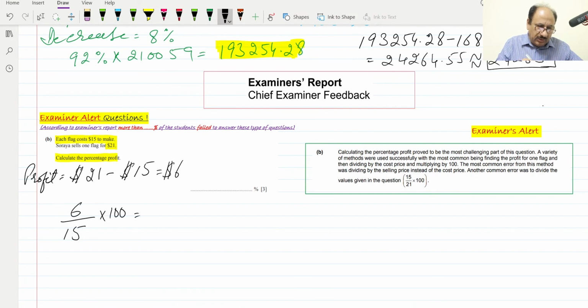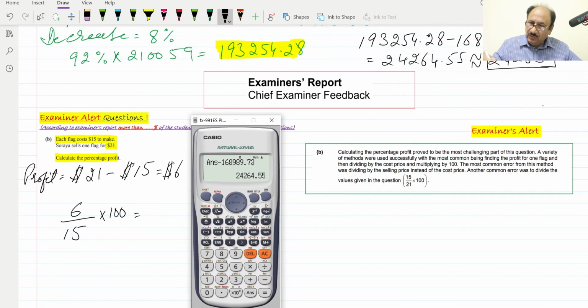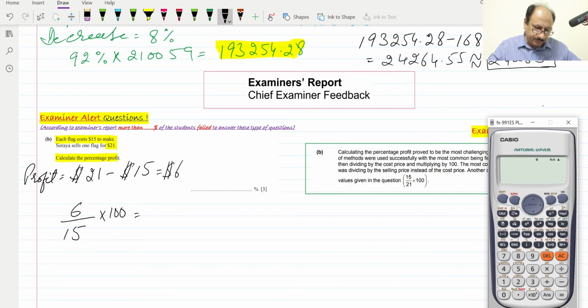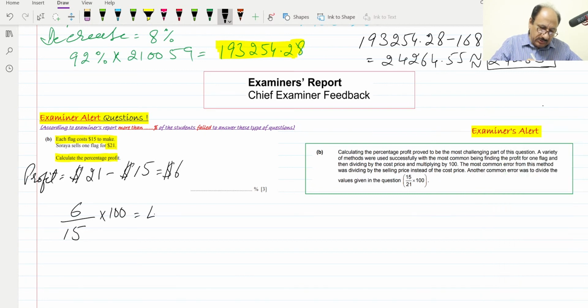$6 is profit against the original amount, which is 15, and multiply by 100. So this is how we can calculate the percentage, and if we use the calculator for this calculation, we will get 6 divided by 15 multiplied by 100, and this is equal to 40. So this is 40%. So our answer will be 40%. Now this looks like a very straightforward and simple question, and this is a 3 marks question.